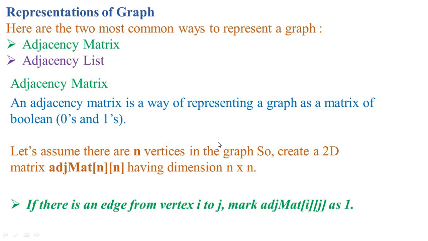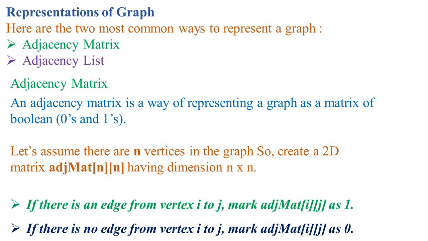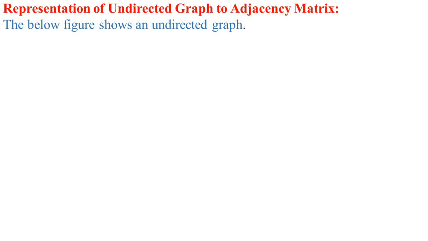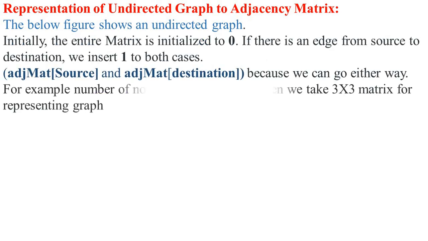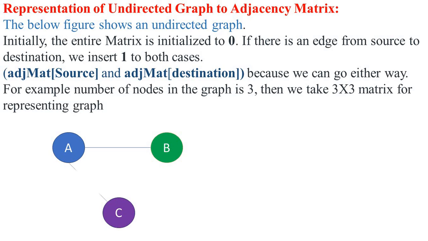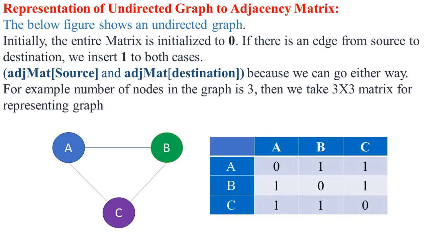So that is the way you can represent the adjacency matrix. If there is no edge from vertex i to j, then mark the ith row and jth column as 0. So there is one example. There is an ABC graph. This is an example of the adjacency matrix of the given graph, already explained.